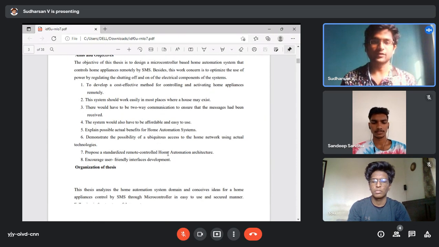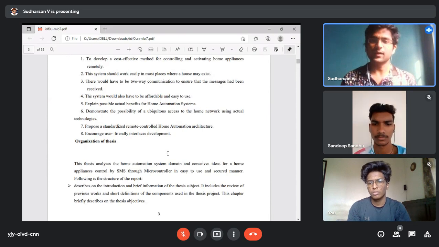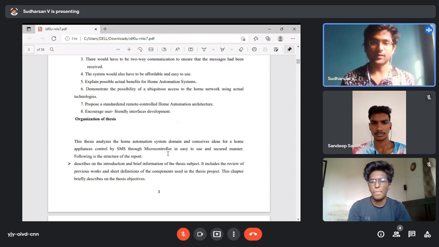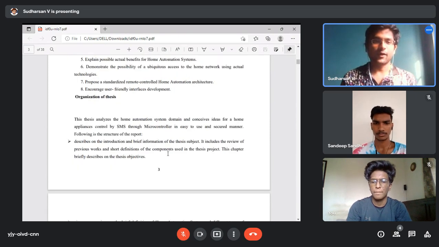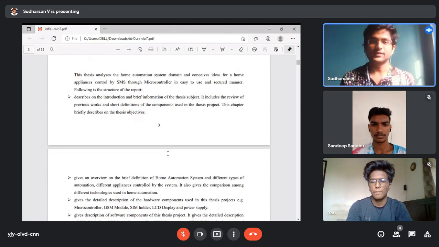Explain possible actual benefits for home automation system. Demonstrate the possibility of ubiquitous access to the home network using actual technologies. Propose a standardized remote controlled home automation architecture. Encourage user-friendly interface development. Organization of thesis. The thesis analyzes the home automation system domain and conceives ideas for home appliances controlled by SMS through microcontroller in an easy to use and secured manner.